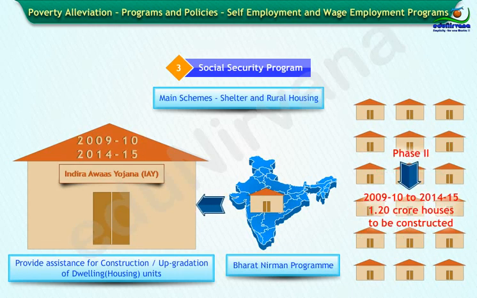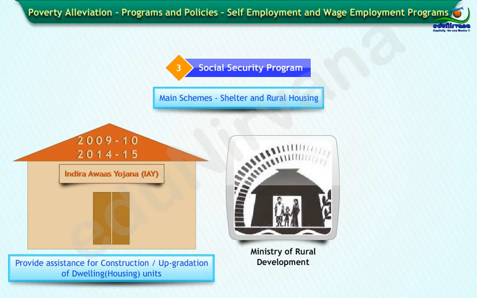Under Phase 2 of the Bharat Nirman program, a target of construction of a whopping 1.20 crore houses under IAY has been fixed for a 5-year period from 2009-2010 to 2014. In the present form, IAY is one of the popular schemes of the Ministry of Rural Development.